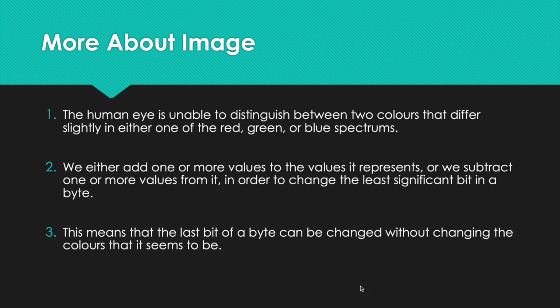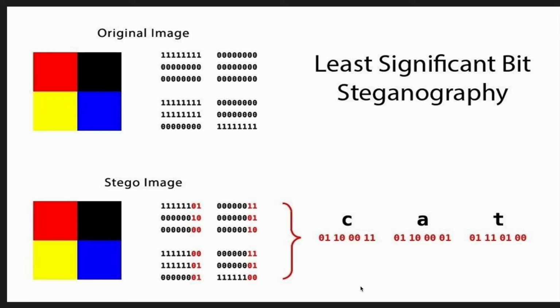More about images. The human eye is unable to distinguish between two colors that differ slightly. We either add a 1 or a 0 value to the least significant bit in a byte while doing the steganography. This means that we change the image in a very little sense. This is an example wherein you can see how two different images with just a difference of their last two bits cannot be significantly distinguished by the human eye.